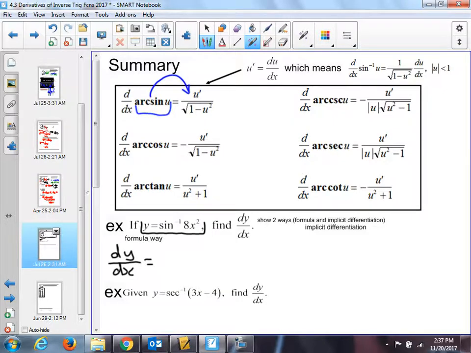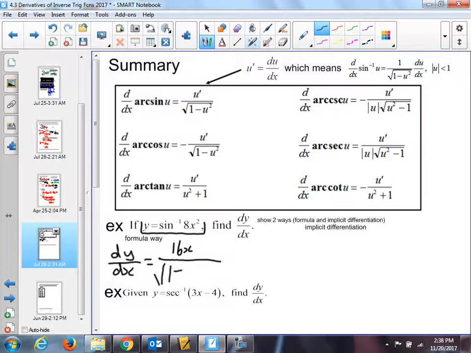According to this, u prime on the top, 8x squared is like my u, not u prime. So what would u prime be? 16x, right? So 16x over 1 minus 64, because 8 squared as well, x to the 4. Okay, that's super simple. But you're actually not going to come across problems like that too often. But if you know these, like I'm talking AP.